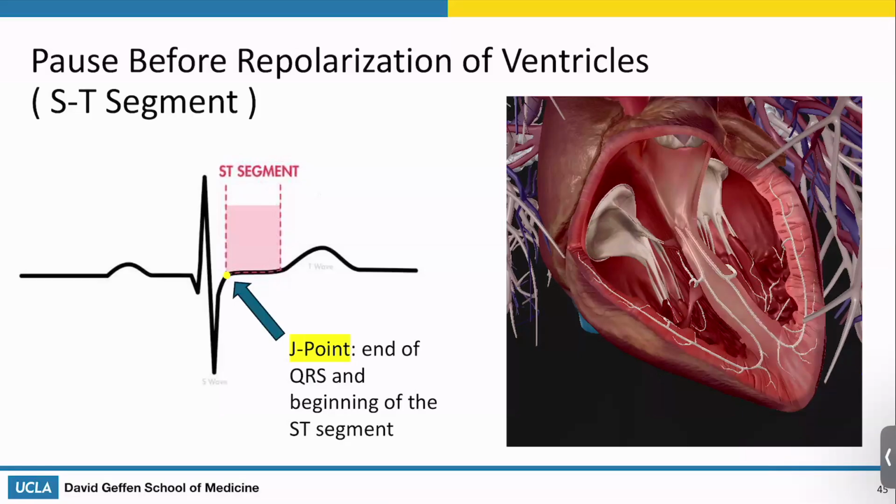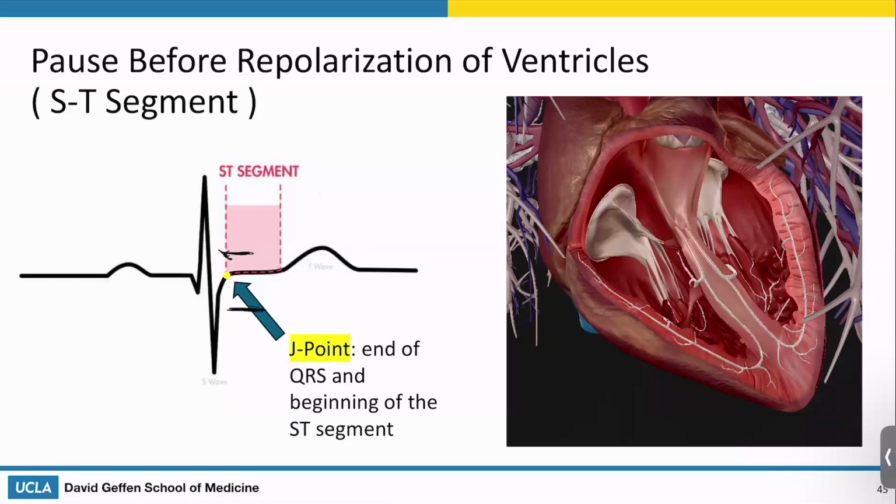So then we have our ST segment. The ventricles are depolarized, and they're sitting in that just depolarized and hopefully contracted state. That's going to start at your J point. J point is the end of the QRS and the beginning of that ST segment. This again is important when we're talking about ST elevation or ST depression, because the J point is your point of reference to determine if something is, quote, elevated or depressed.